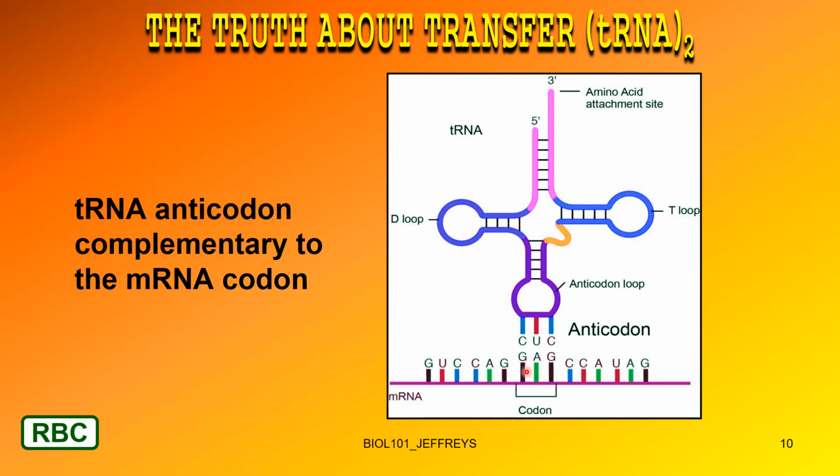So the complement to G is C, and the complement to A is U. Remember, this is RNA, so there's uracil. And the complement to G is C. All right, so it's opposite the codon. It's the anticodon. And so what happens here is the amino acid is going to attach at this 3' end. Okay, that's the amino acid attachment site.